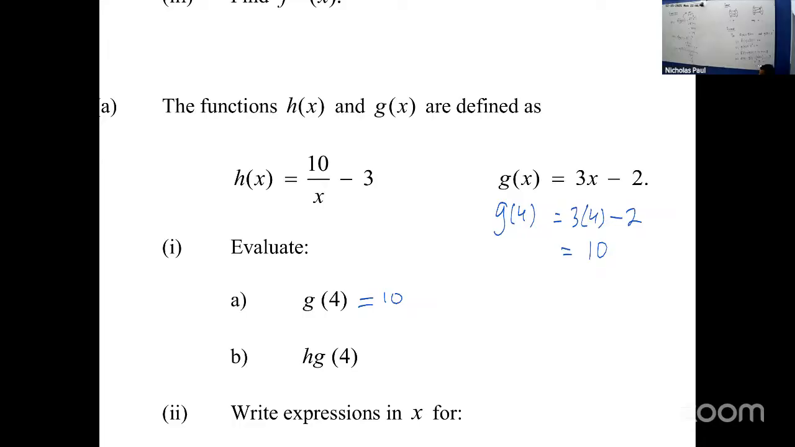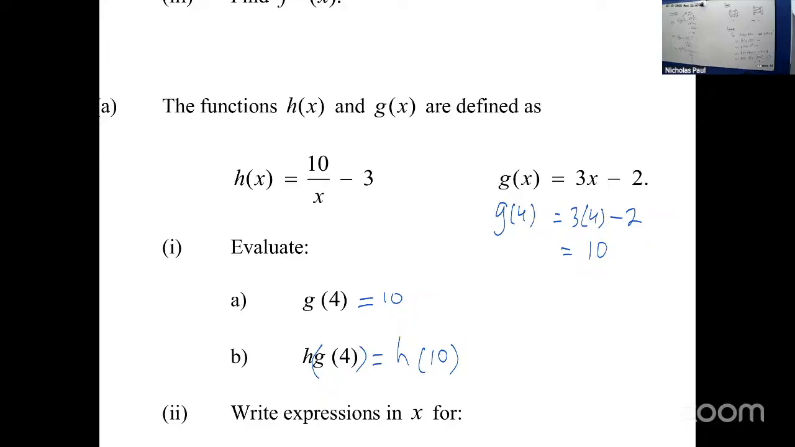Nice. But the next part now. What is h of g of 4? So I can put brackets here because I know what g of 4 is, right? And g of 4 is how much? 10, right? So if I take off g of 4, I got 10. So what do I have to find now? h of 10. So what is h of 10?